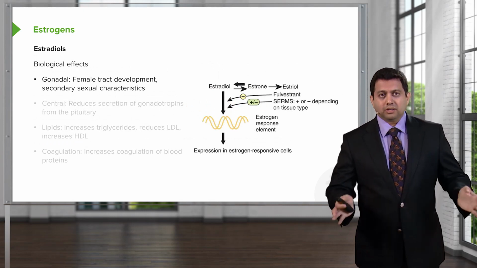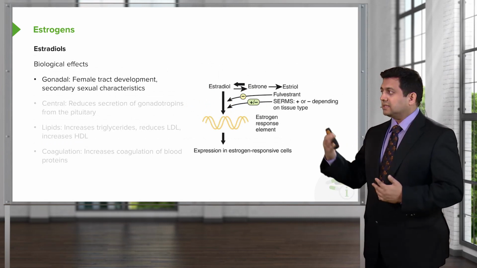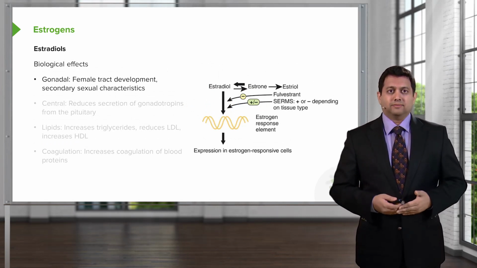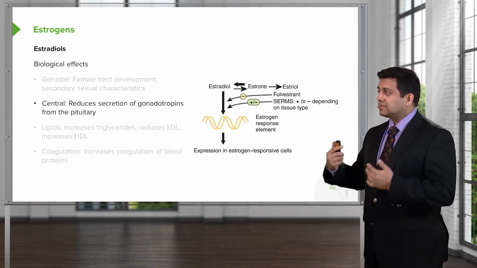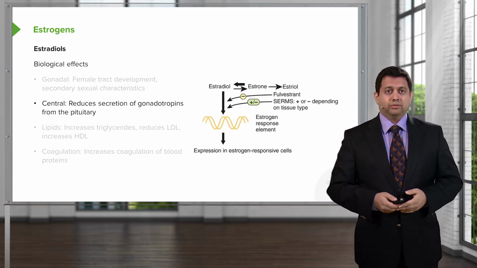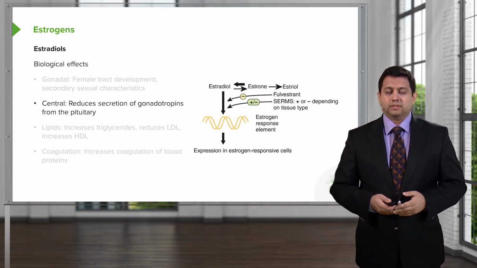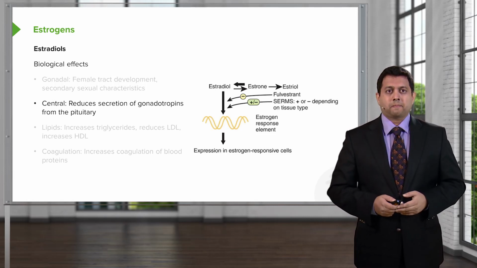Now, the biological effects of these drugs are quite wide and diverse. First of all, the obvious effect is going to be gonadal. So it's going to have an effect on female tract development and secondary sexual characteristics. There are some central or neurological issues too. So it does reduce secretion of gonadotropins from the pituitary gland. This is a normal feedback mechanism.